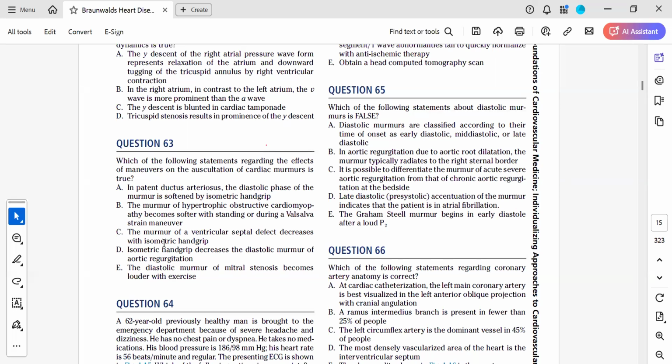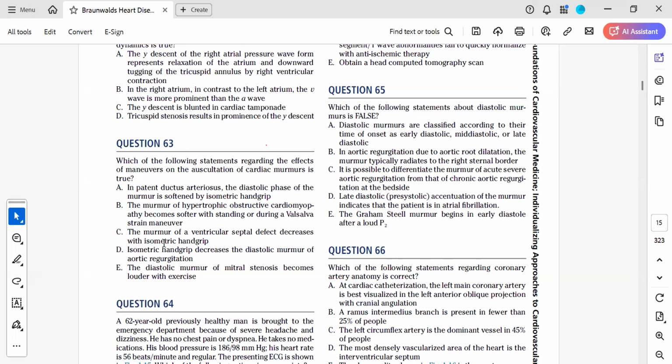Option B says the murmur of hypertrophic obstructive cardiomyopathy becomes softer with standing or during a Valsalva strain maneuver. During standing or Valsalva maneuver, the venous return is reduced, the preload is reduced, the amount of blood in the left ventricle is reduced, making the left ventricular outflow tract narrow, and that will cause an increase in the murmur of hypertrophic obstructive cardiomyopathy. So the murmur becomes louder, not softer. So option B is false.